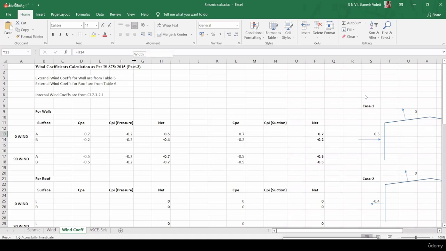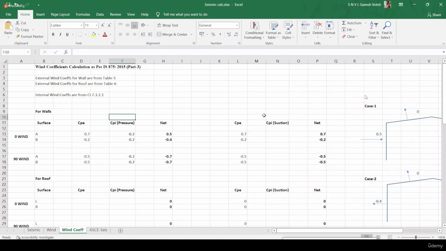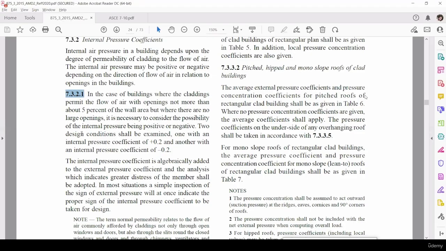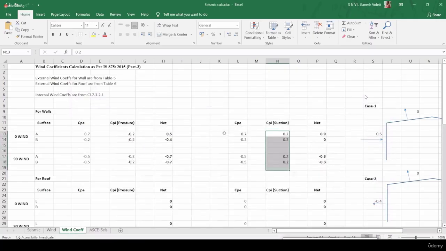This is the pressure case. Now let us see the suction case. Suction case is internally towards the surface, so this is plus 0.2 for all. For the pressure case, we used minus 0.2 for all, and for the suction case, plus 0.2 for all, as mentioned in the 7.3.2.1 clause in IS 875 part 3.